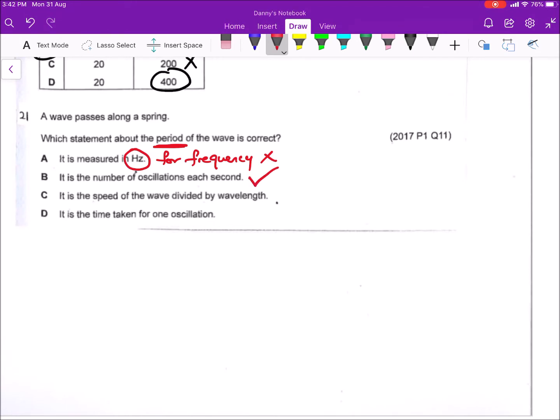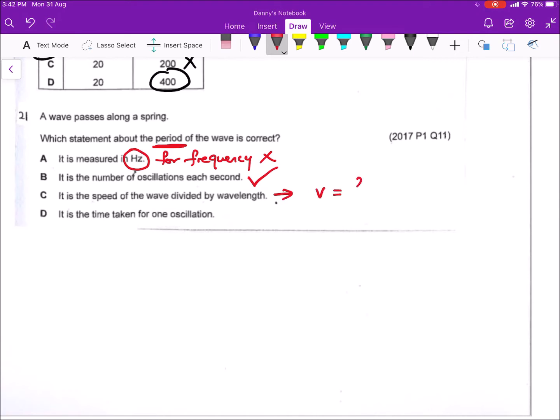Let's look at C as well. It is the speed divided by wavelength. So what is the speed formula? V equals F lambda. The speed is given by this, wavelength is given by this. So let's make it speed divided by lambda. That will give you frequency.